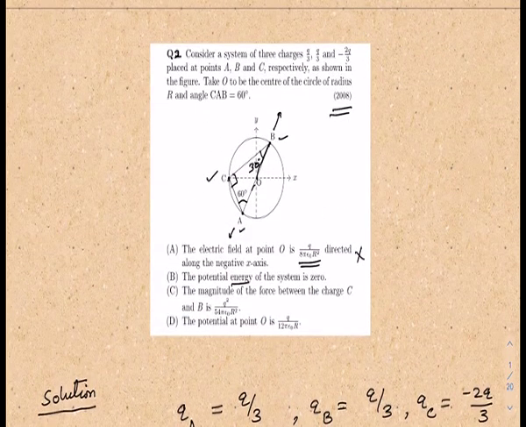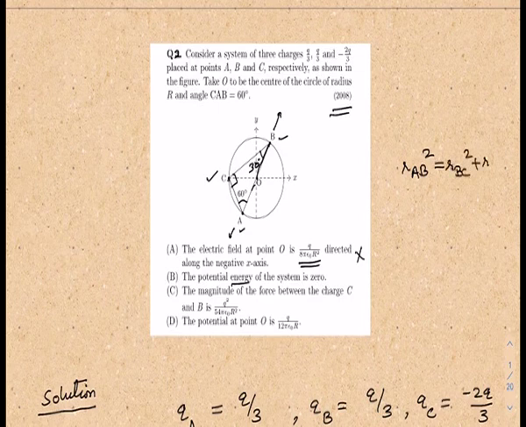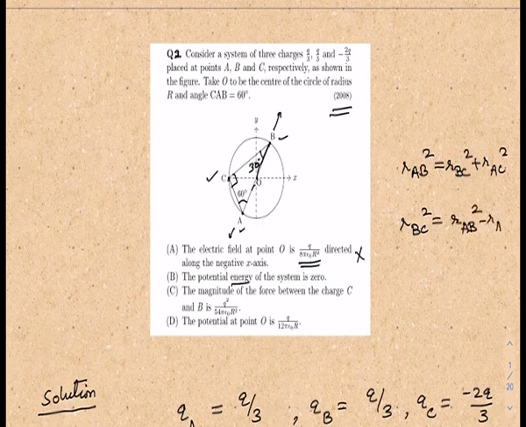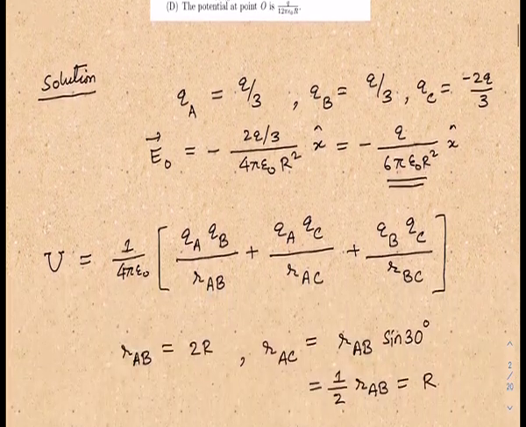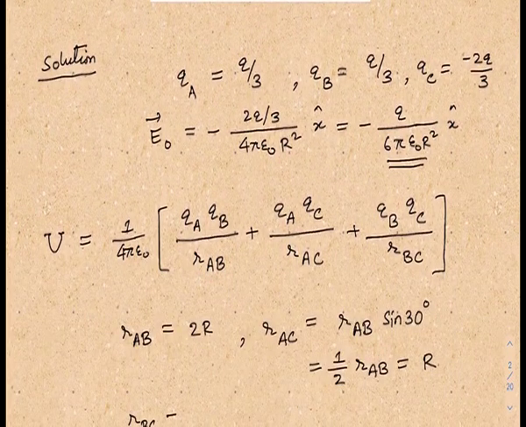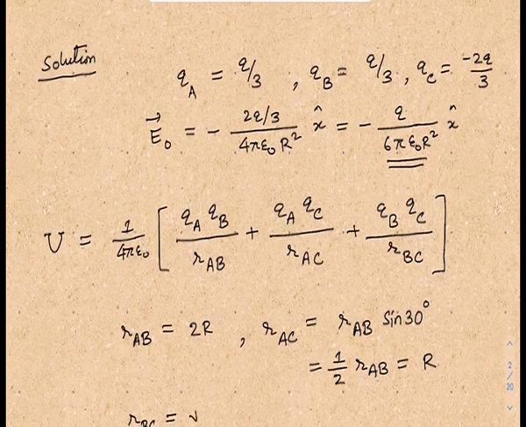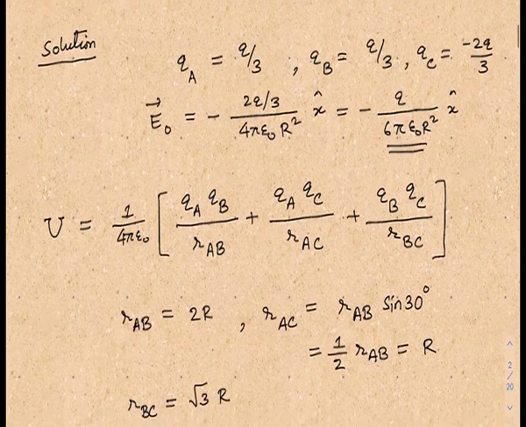For RBC, you can apply the Pythagoras theorem. RAB square is equal to RBC square plus RAC square. So RBC square is equal to RAB square minus RAC square, and I know that RAB is equal to 2R and RAC is equal to R. So RBC you can immediately find out would turn out to be root 3 into R.